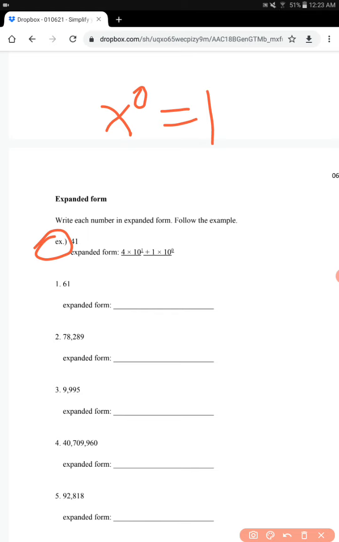But just FYI, anything to the power of 0 equals 1. So we have 6 times 10 to the power of 1, which is 6 times 10 is 60, and then plus 1 to the power of 0, and that just equals 1. Yeah, that's basically it.